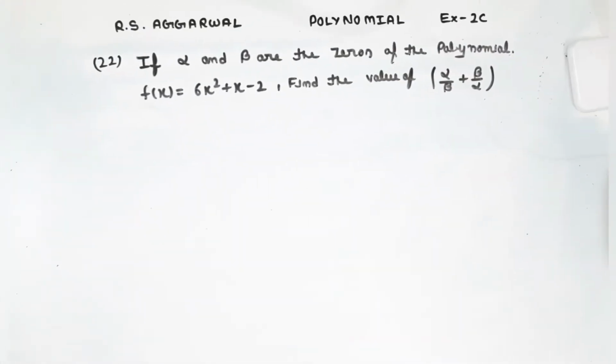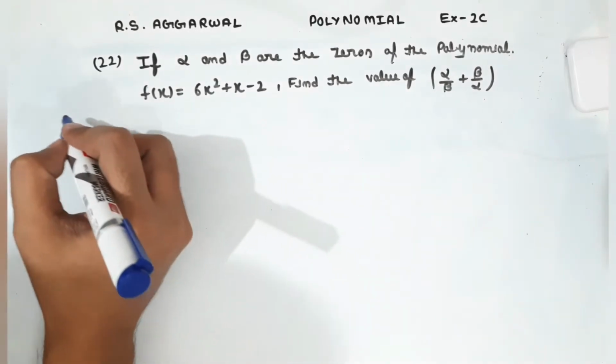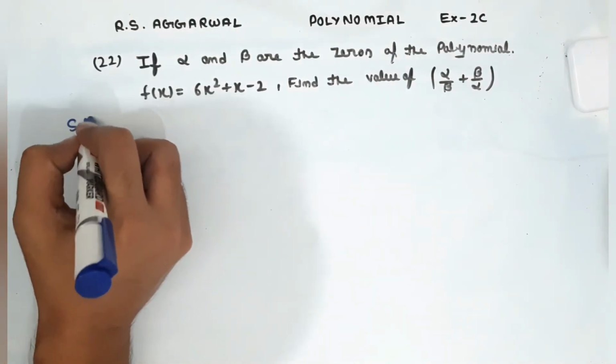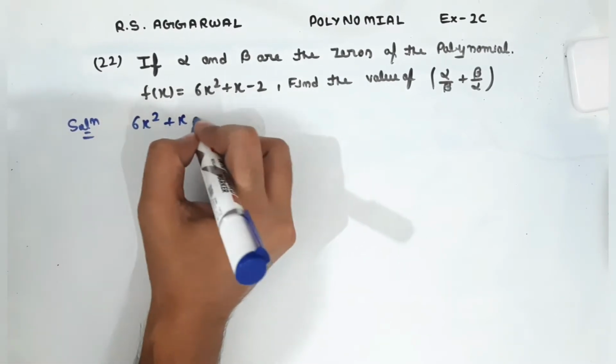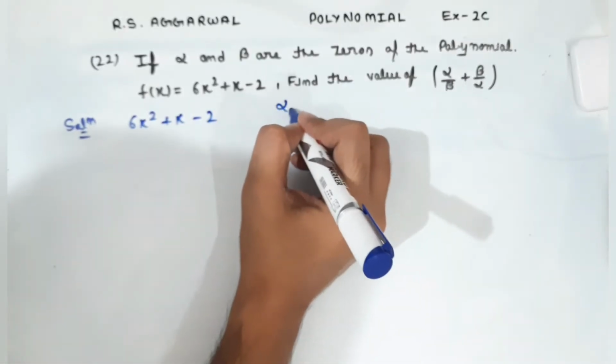R.S. Agrawal, chapter Polynomial, exercise 2C, question number 22. In question number 22, if alpha and beta are the zeros of the polynomial f(x) equals 6x square plus x minus 2, find the value of alpha upon beta plus beta upon alpha. In this problem, we have given a quadratic polynomial 6x square plus x minus 2 whose zeros are alpha and beta.